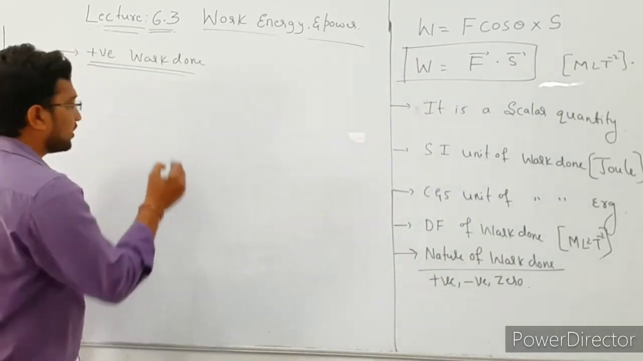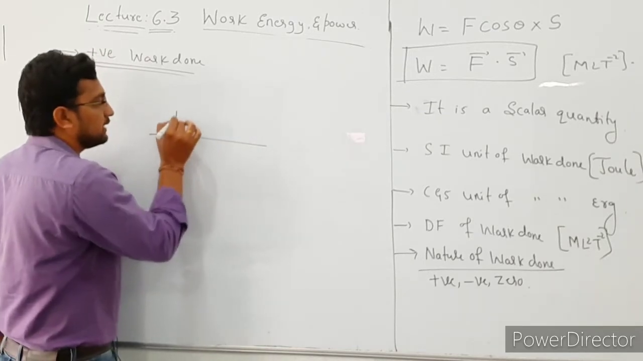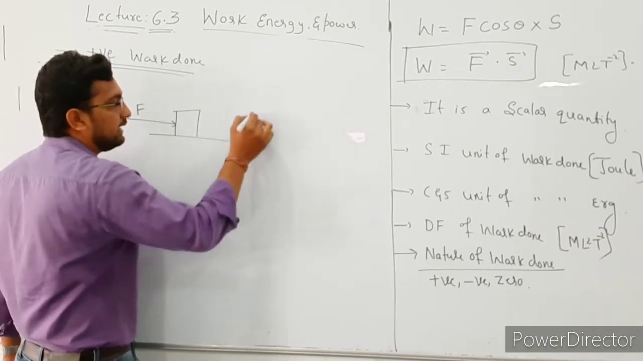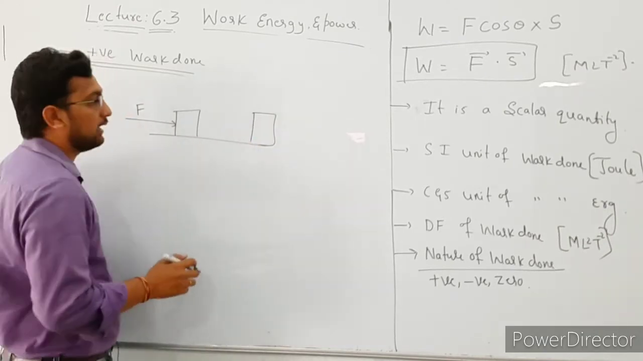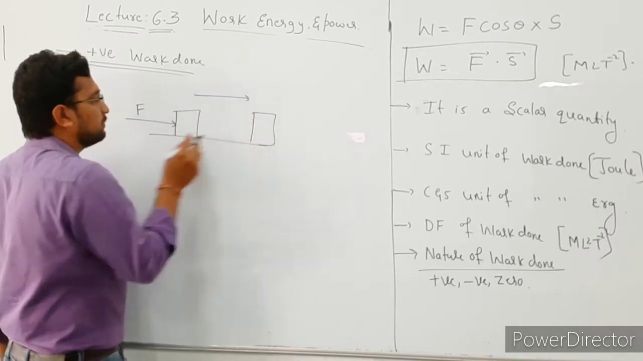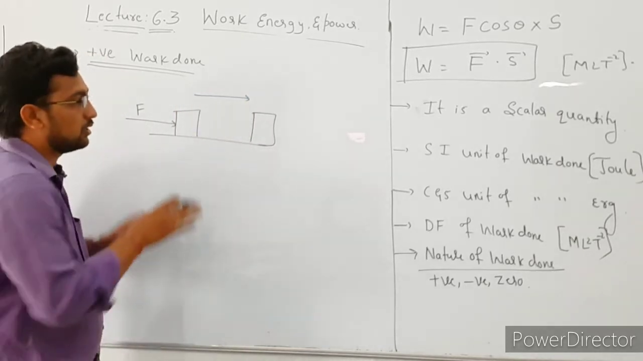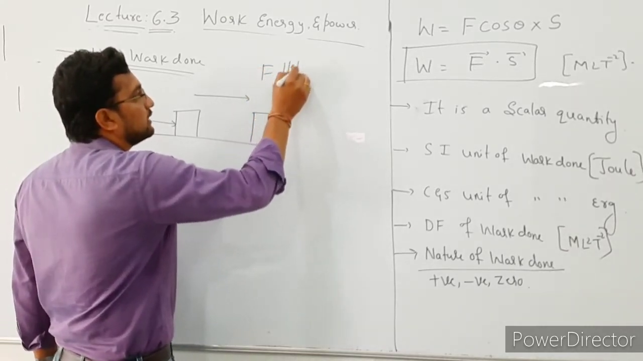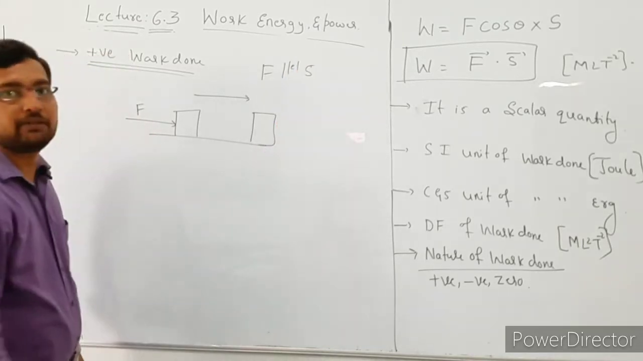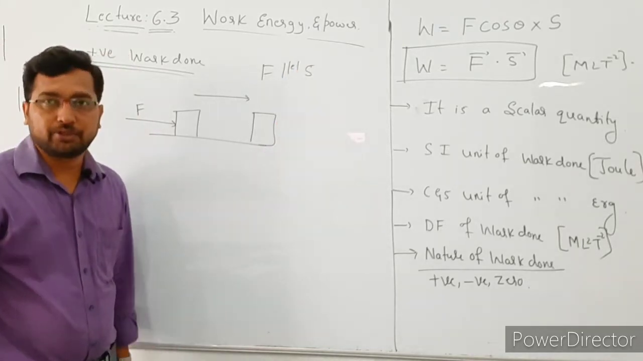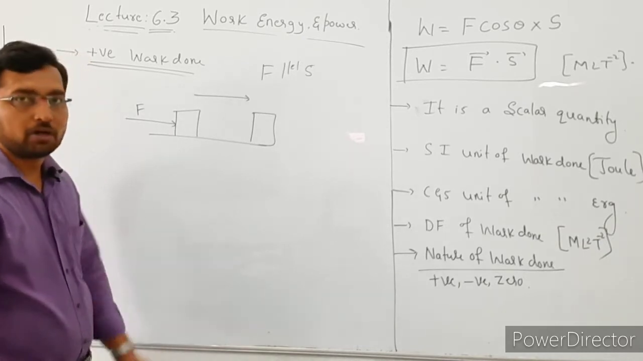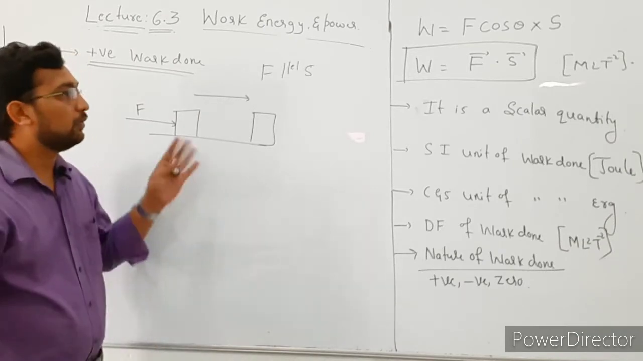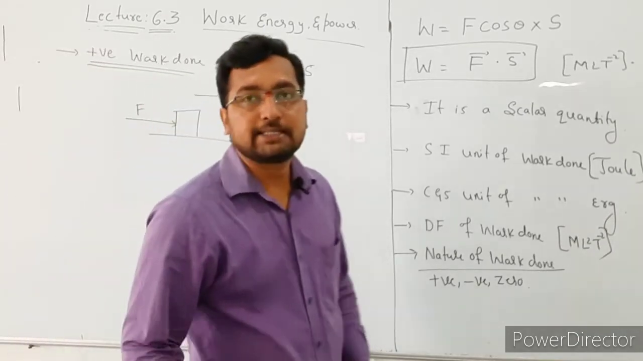Okay, see here. Consider a block placed on a horizontal surface. Here we are applying the force on this body in this direction. The body displaces in this direction. See here, this is the direction of displacement and this is the direction of the applied force. So both are parallel. If the force is parallel to the displacement, then we say that the work done is positive. Or when the body displaces in the direction of the applied force, then we say that the work done is positive.